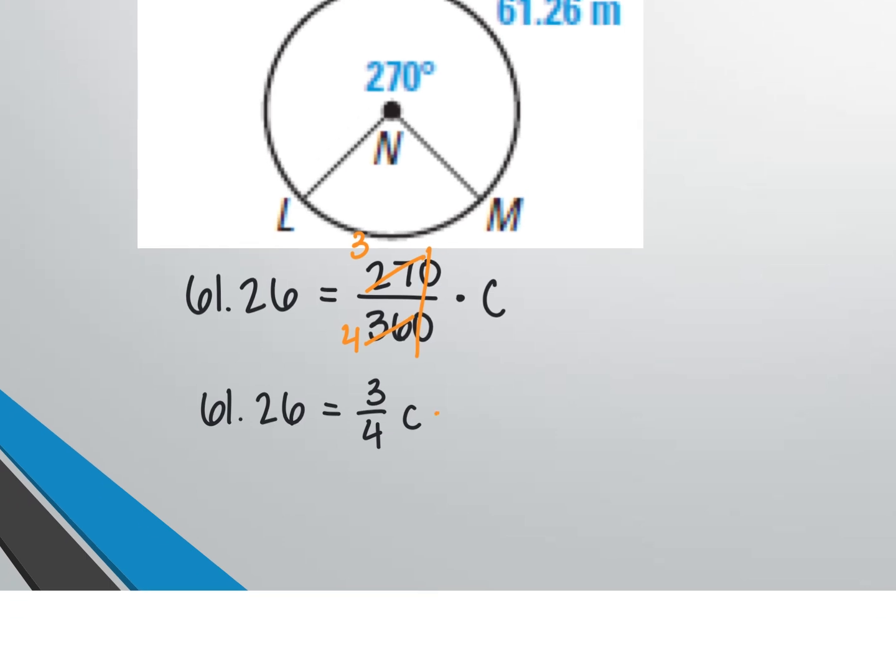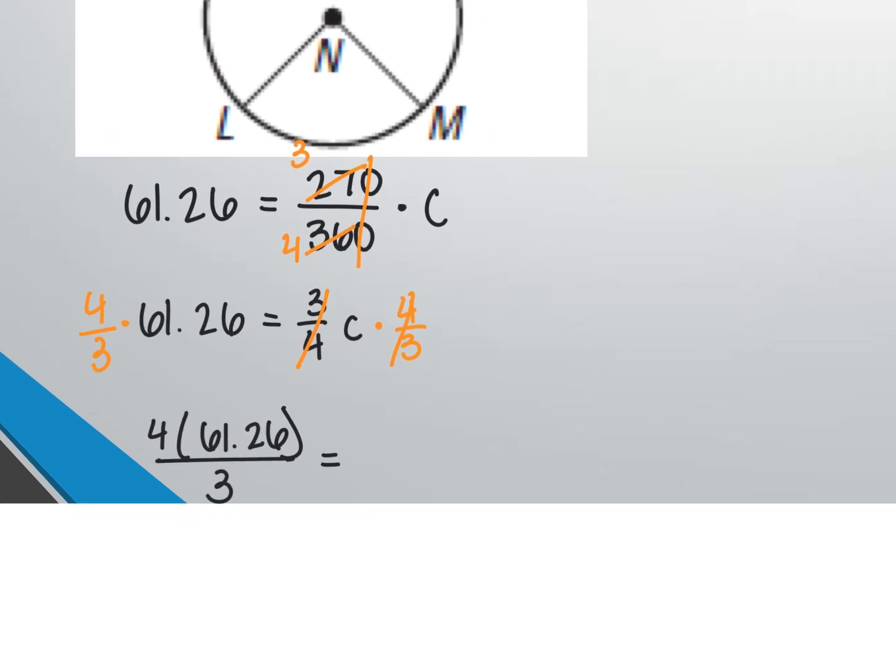I like to multiply by the reciprocal, 4 over 3, for these to cancel out. I'm now going to have 4 times 61.26 over 3 equals my circumference. Going ahead and multiplying these two, I'm going to get 245.04 over 3, and then dividing, which is going to give me my answer. Circumference equals approximately, it said round to the nearest tenth, 81.7.